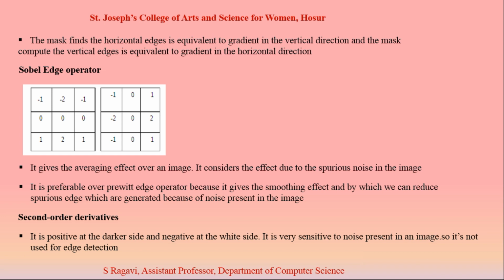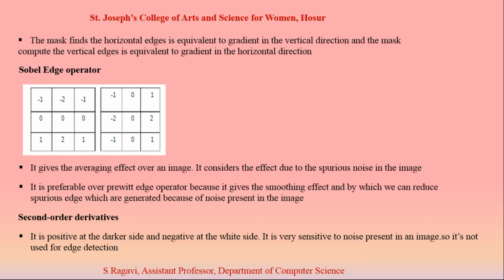Next comes the Sobel edge detector. It gives the averaging effect over an image. It considers the effect due to the spurious noise in the image. It is preferable over the Prewitt edge operator because it gives the smoothing effect, and it also reduces the spurious edges which are generated because of the noise present in the image.